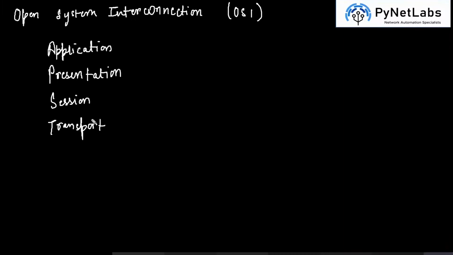So now we are going to talk about the different layers which are there in OSI. Then after transport layer, we have network layer. And after this, we have data link layer. Then at last, we have physical layer.